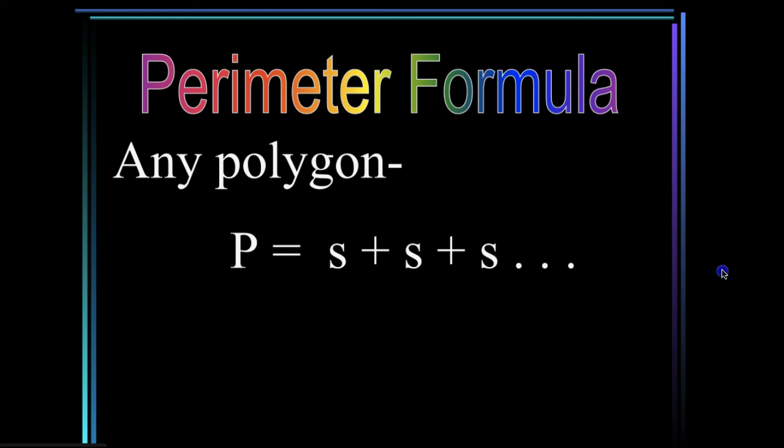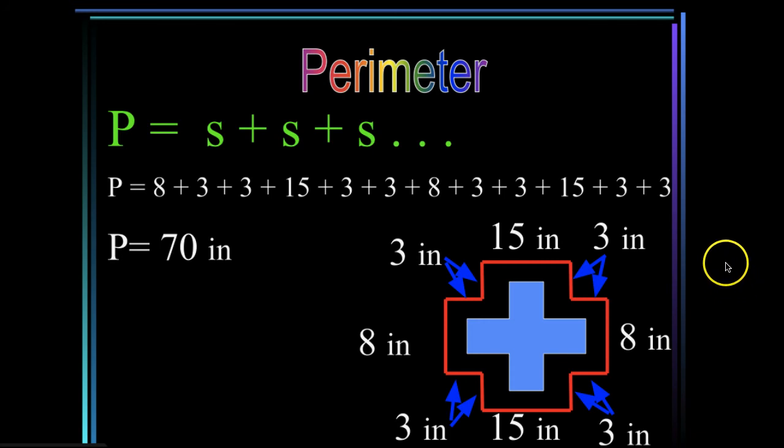Let's continue. Perimeter, again, is side plus side plus side. And for this figure, you can tell that there are a lot of sides going on. We have 15 inches, 3, 8, 3, 3. So we would add all of the sides up, and we get 70. You can go ahead and draw that figure so you have an example in your notebook.